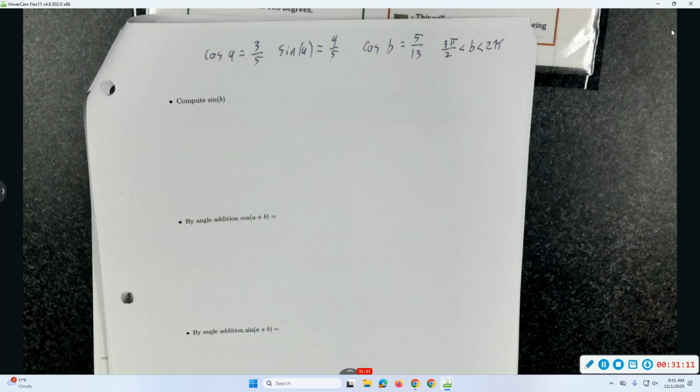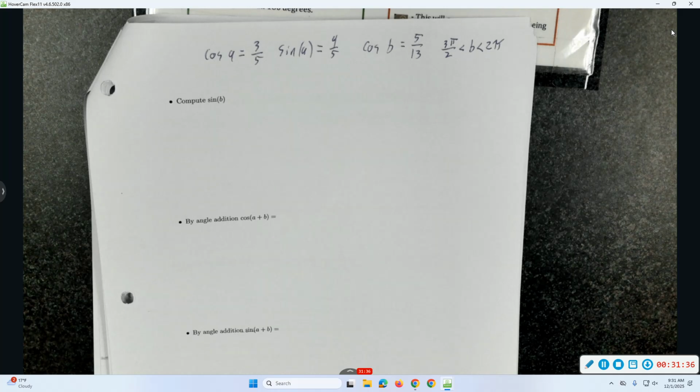Let's hear it. What is the sine of B? I hear 12 over 13. Do I hear a second for 12 over 13? Do I hear an anti-second for 12 over 13? I hear a negative 12 over 13. Do I hear a second for negative 12 over 13? Cool. Let's decide between positive or negative. Convince me. Why should it be positive or why should it be negative?